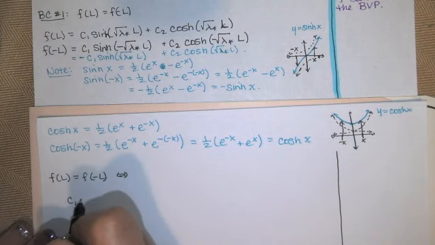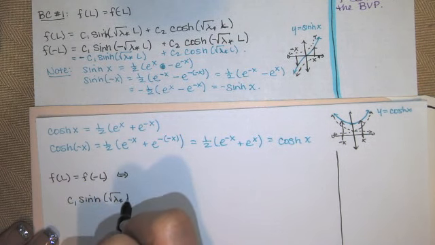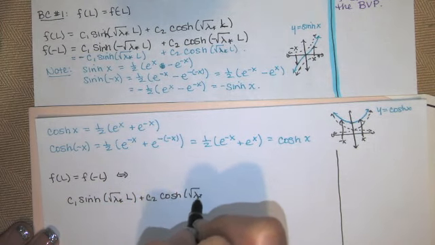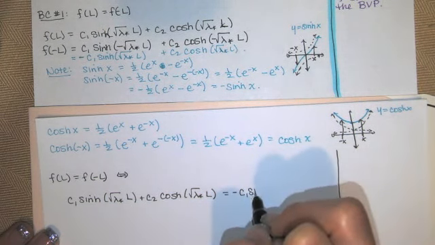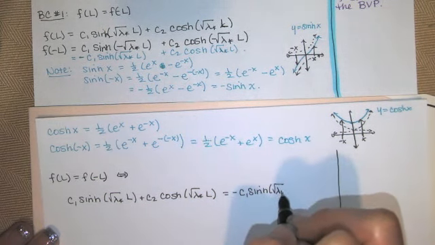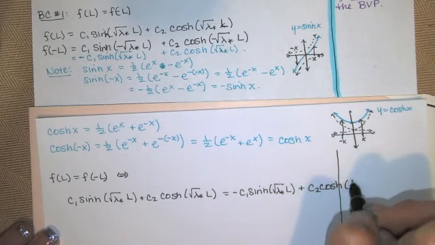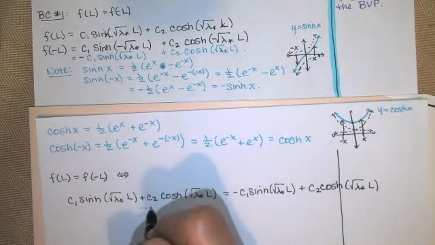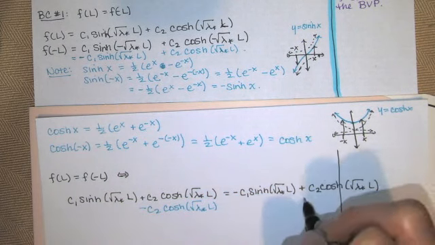So we're going to have C1 hyperbolic sine of the square root of lambda star times L plus C2 hyperbolic cosine of the square root of lambda sub star times L equals -1 times C1 times the hyperbolic sine of the square root of lambda sub star times L plus C2 hyperbolic cosine of the square root of lambda sub star times L. Now, this term and this term exist on both sides. So you can cancel them if you want, or if you prefer, and many students do prefer it, you can subtract that from both sides.